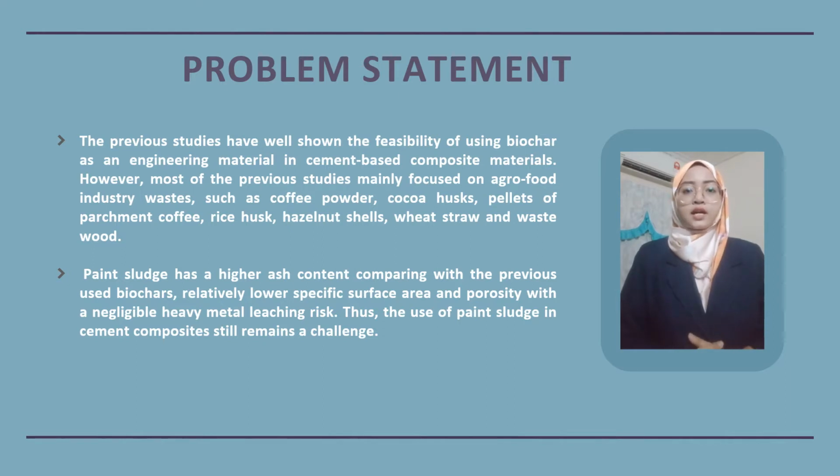Paint sludge has a higher ash content compared with the previously used biochars, a relatively lower specific surface area and porosity, with a negligible heavy metal leaching risk. Thus, the use of paint sludge in cement composites still remains a challenge.